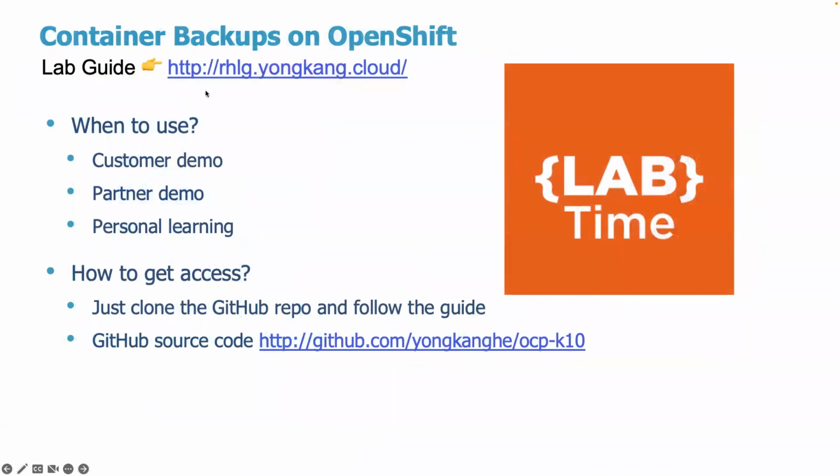So I put together here a lab guide. Yeah, multiple pages to show you step by step how to do the full restore, granular restore, or clone to a new namespace. When to use the lab guide? You might want to do a demo to show a customer how it works. You might want to give your partner a demo, or you might just want to use it for your personal learning. So how to get access? Yeah, you don't need to pay anything. You just clone my GitHub repository, and then you follow the lab guide. You can complete the whole testing about the restore.